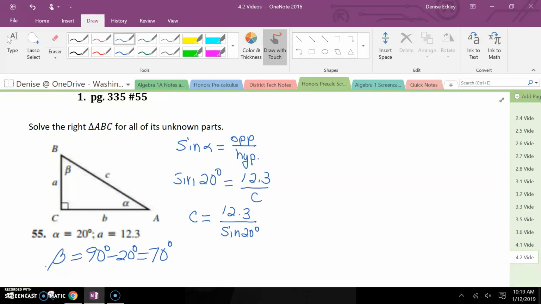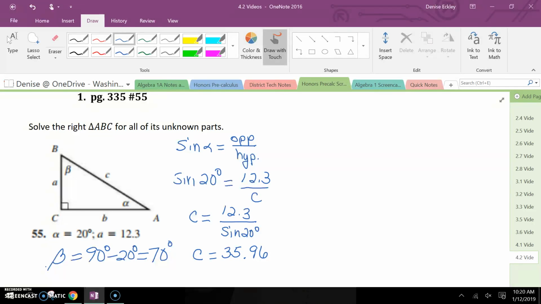And you want to make sure, since the last time I used my calculator I was using radians, that I switch my mode back to degrees, and I get that side C equals 35.96. Now you could have also, if you wanted to, found tangent first, which I'll show. From here, since we have A and C, we can use the Pythagorean theorem to find side B.